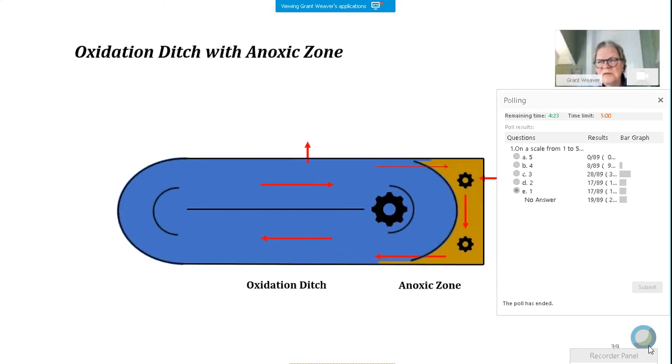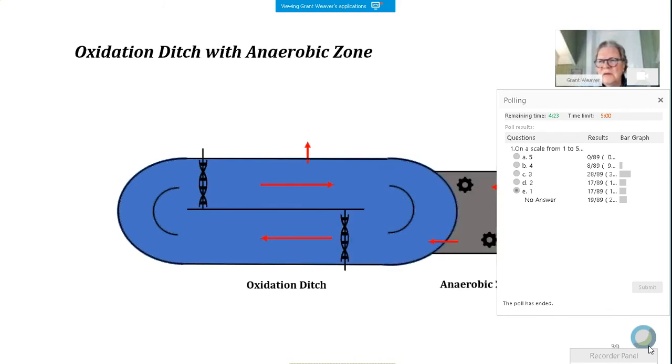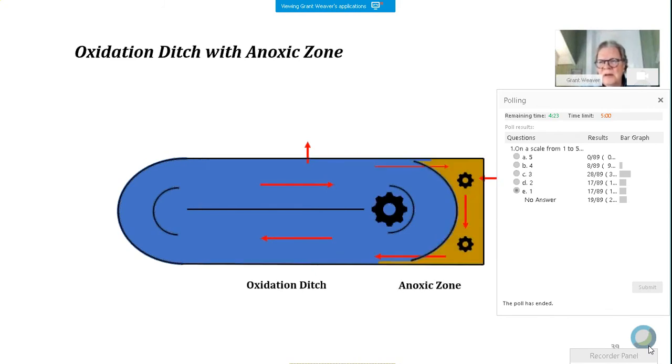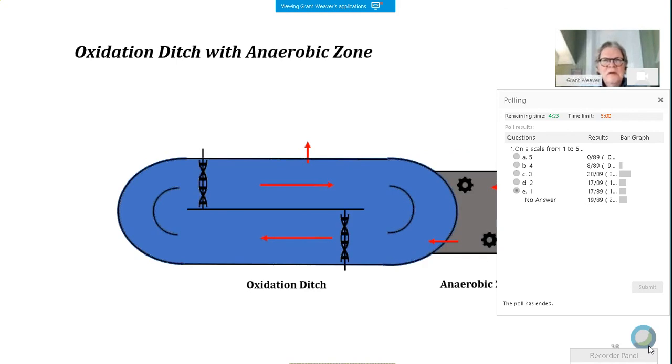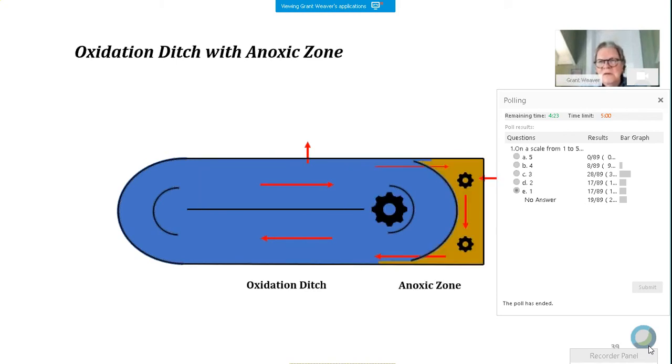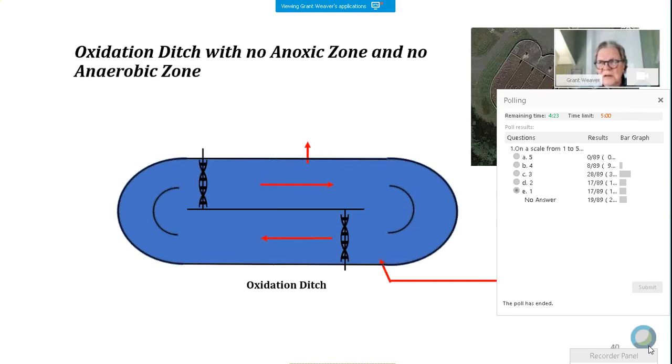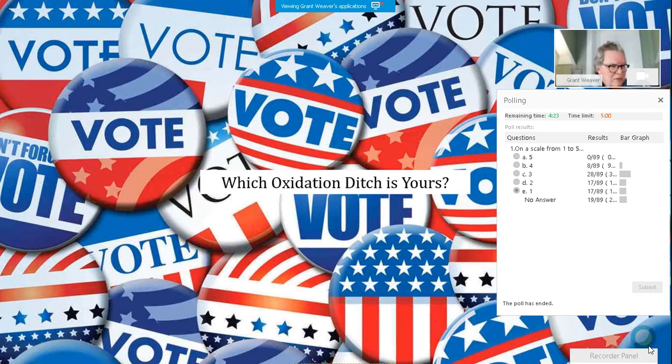This one looks pretty much the same, but you'll see those arrows at the top right and bottom right. So there's a little trap door, a little gate that allows, or channels that allow water to flow from the main body of the ditch in and out of an anoxic zone. So this one is designed for nitrogen. So we have ditches with anaerobic zones, ditches with anoxic zones. And then the last one, and then we'll get into the survey, doesn't have any of that, just an oxidation ditch. So I'm curious, what kind do you have? Now, Mark, it's all you.